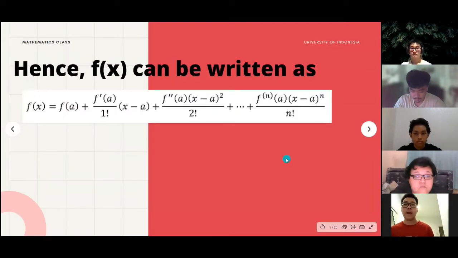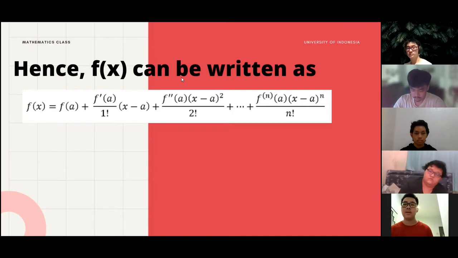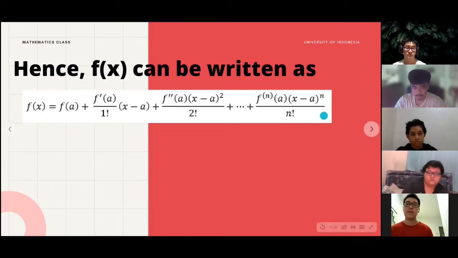Okay, so from the equation before, we can write f(x) as f(a) plus the first differentiation of f at a, divided by 1 factorial, because it's the first, times (x minus a). Since this equation goes to infinity and we are not certain, we write it to the nth term.